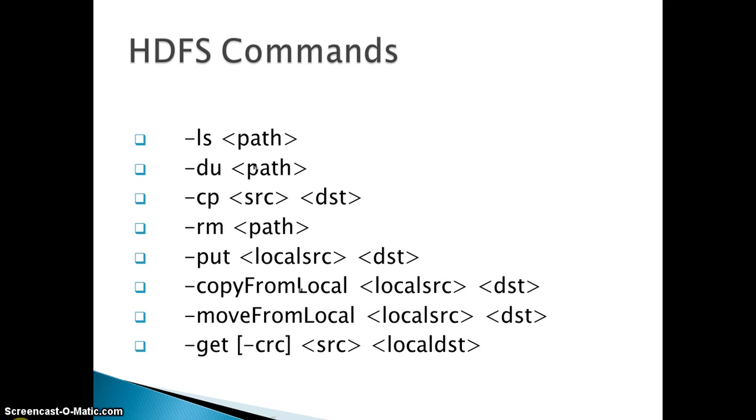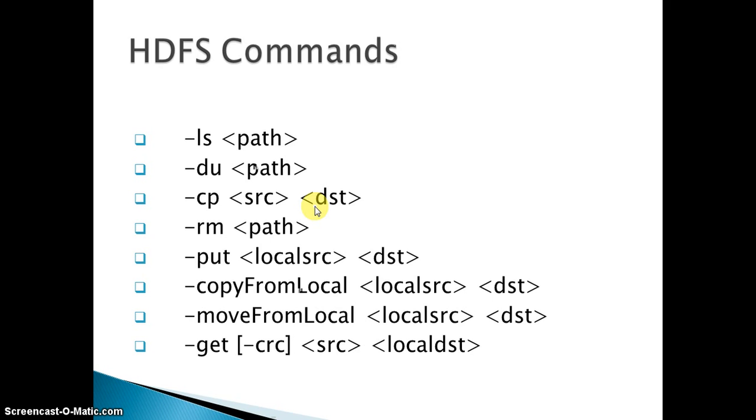So these are all the available commands of HDFS. We have the ls command, which lists the files present in HDFS, and du, which gives you the disk usage of a particular directory in HDFS. We have the copy command, which copies a file present in HDFS from one path to another path. These source and destination both will be in HDFS, right? And we have the rm command, which removes a file from HDFS, and recursive delete for deleting a directory in HDFS.